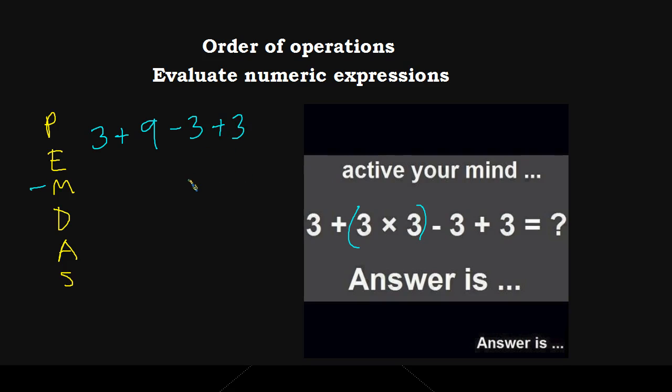Again, don't fall into the trap that PEMDAS says addition comes before subtraction. We do not want to add this 3 plus 3 before anything else. Instead, what we'll do is we'll add the 3 plus 9, that gets us 12. And then we will go ahead and 12 minus 3, even though this is addition, well, that'll get us 9 plus 3. And so the correct answer should be 12.